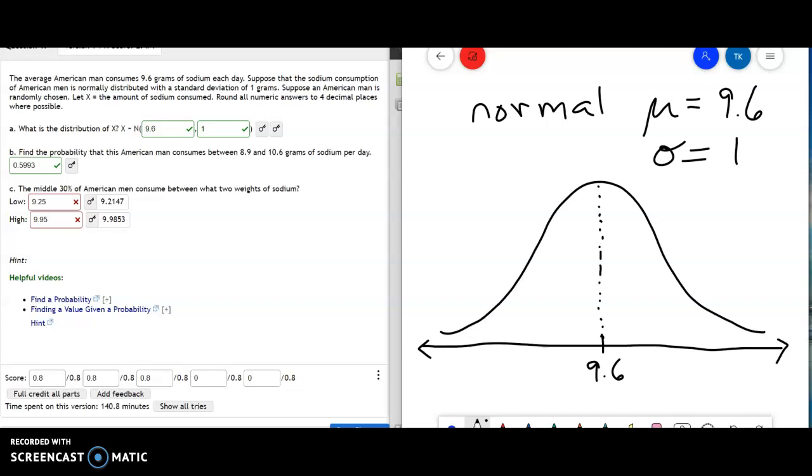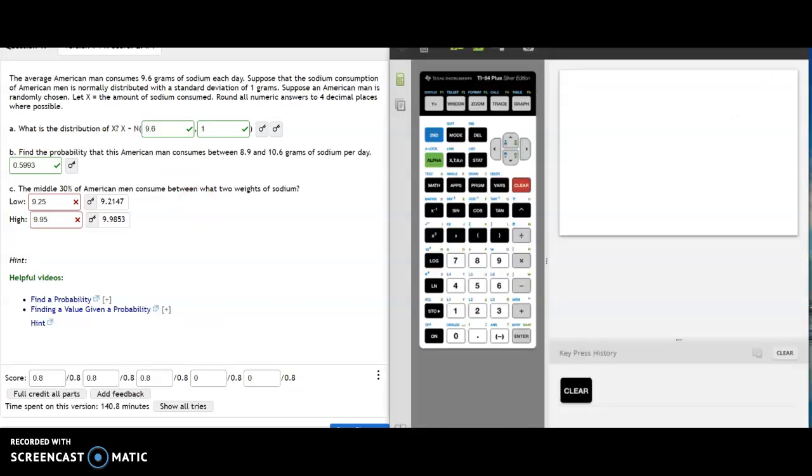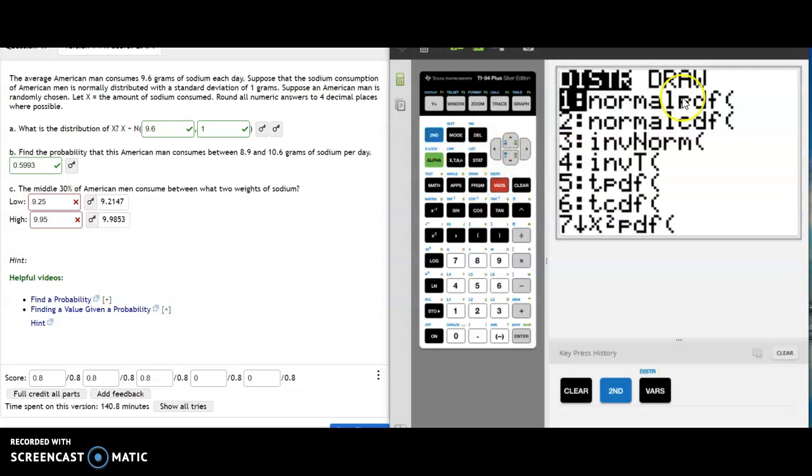Now, a lot of times these problems say find the probability, just like in part B. If you're trying to find the probability, then on the calculator, and I'm talking about part B here, you're going to use the second distribution, the normal CDF. Hopefully that's what you used in part B. In part B, they give you some data values, 8.9 and 10.6, and they want you to find the percent. So given data, find percent. That's when you use normal CDF.